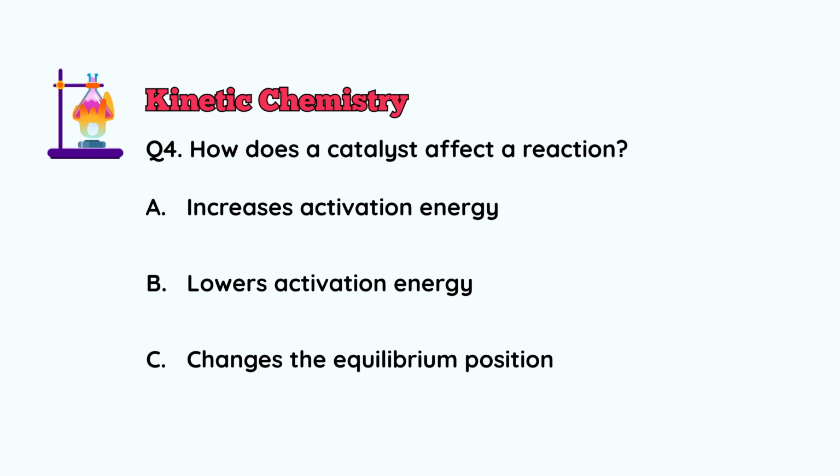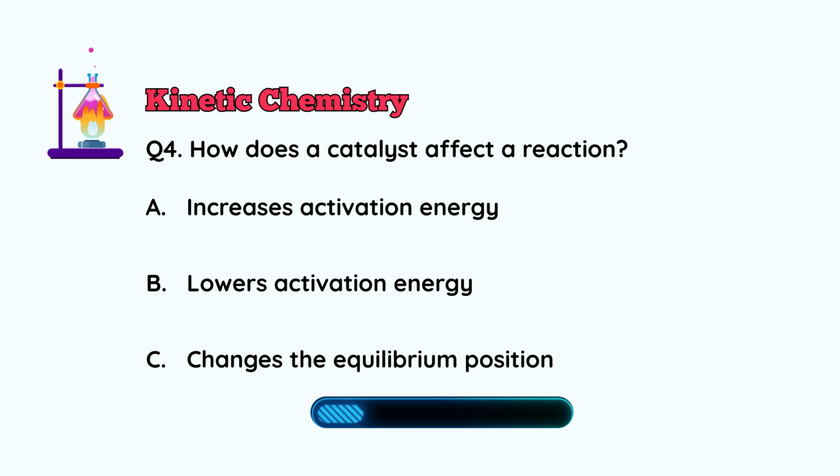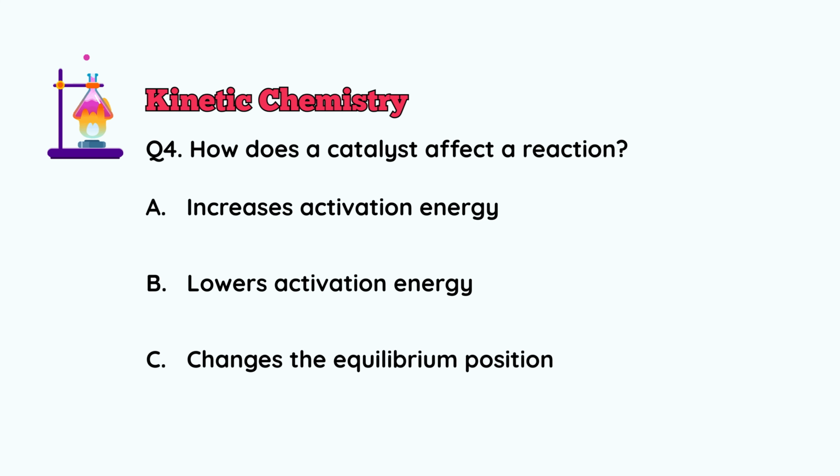Question 4. How does a catalyst affect a reaction? Is it A, increases activation energy, B, lowers activation energy, or C, changes the equilibrium position? The answer is B, lowers activation energy.